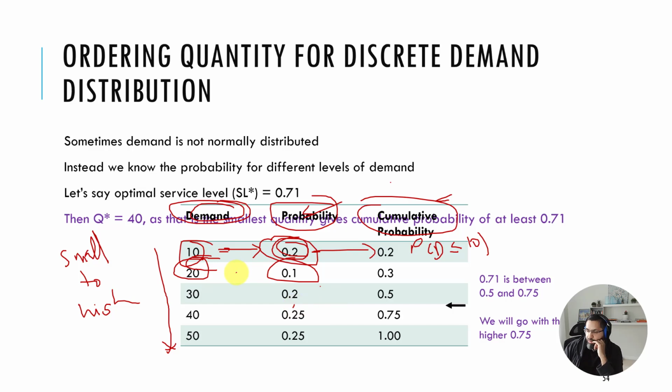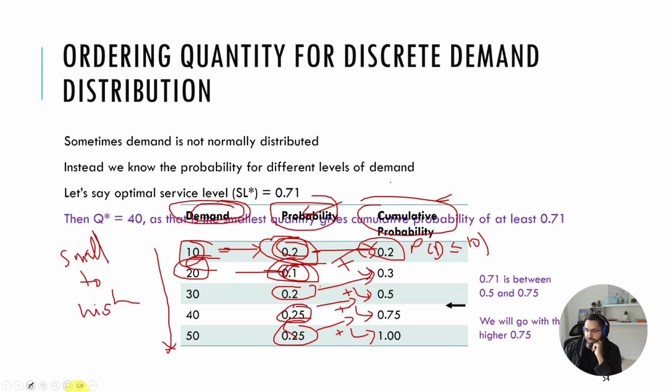Then what's the cumulative probability demand will be less than or equal to 20? That's going to be 0.1 plus the previous cumulative probability. You add the two, you get 0.3. Next row, you take the 0.2, add the 0.3, you get 0.5. Next row, you take the 0.25, add to the previous cumulative probability of 0.5, you get 0.75. And last row, you take the 0.25, add it to the previous value, you get 1.